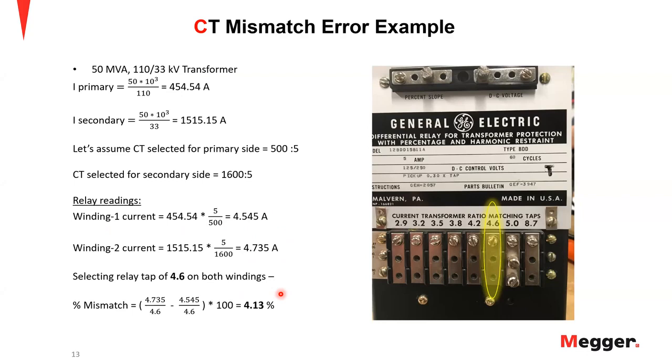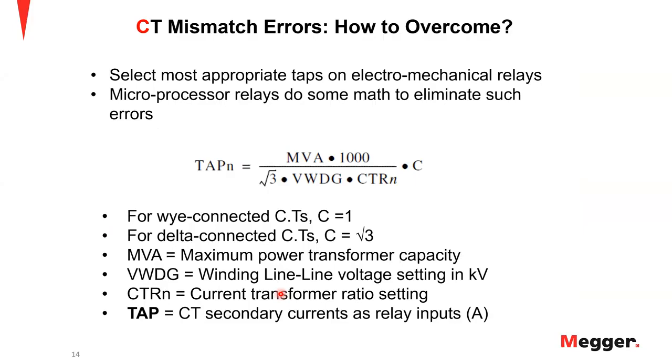So how can we address this mismatch that we are seeing, right? On electromechanical relays, the best thing we could do is obviously just selecting the most appropriate taps to overcome this challenge. On microprocessor relays, it does mathematical calculations for the tap based on some input information, and then it calculates that to almost 100% accuracy with respect to your CT ratio mismatch.